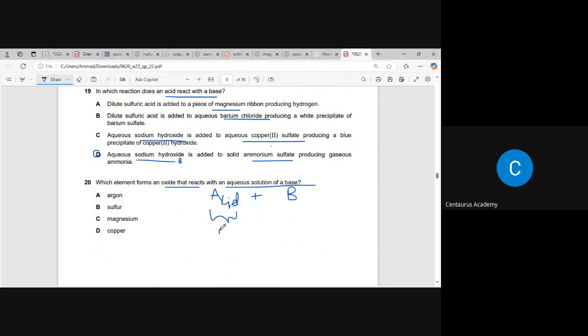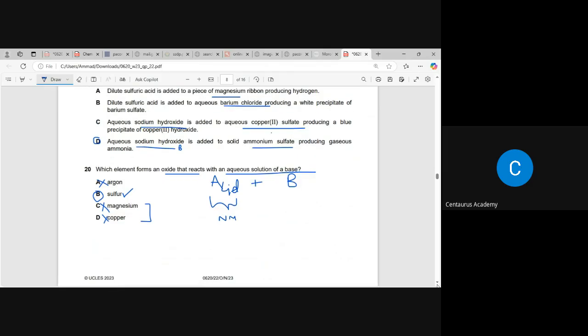So which ones out of these are non-metals? Only option B, sulfur. Okay, argon obviously is unreactive. Magnesium and copper, they are metals, so they will form basic oxides, and basic oxides never react with bases. So only sulfur is the right answer choice. Okay. Any questions up till now? Yes, B is the right answer. Good. Moving on to the next one.